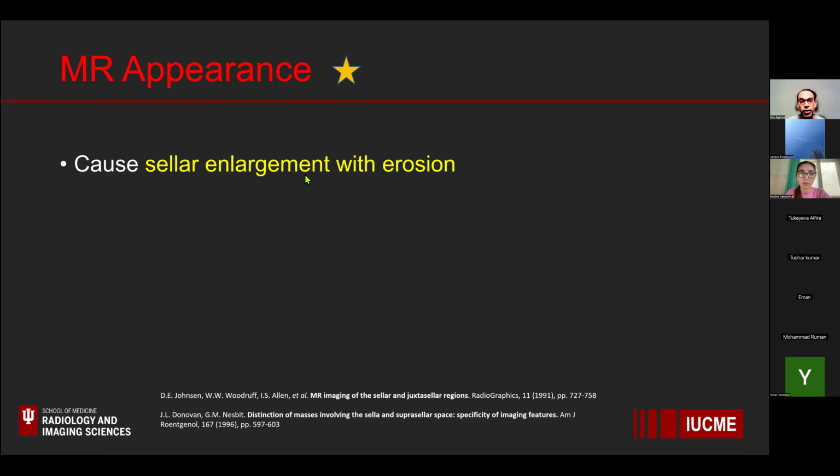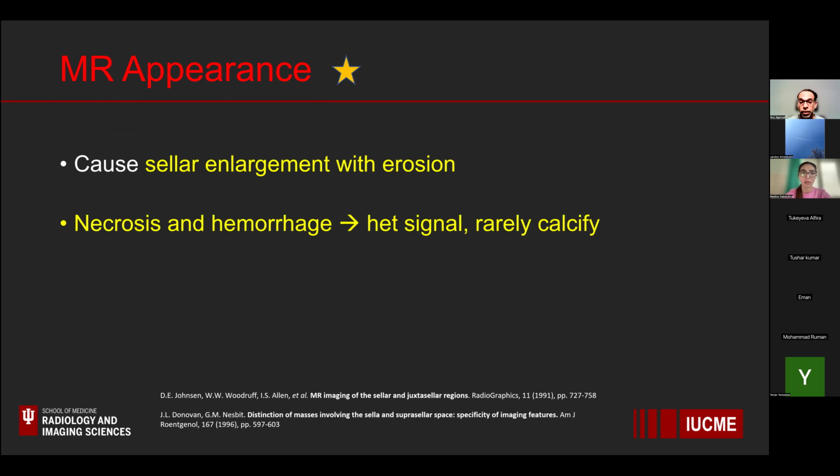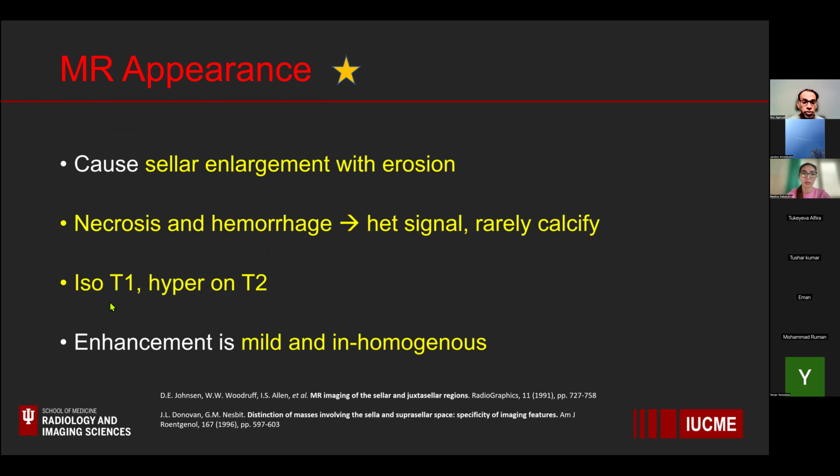So the important hallmark of these tumors is they cause sellar enlargement and erosion. So if you see that on imaging, that's your first clue. There's heterogeneous signal primarily because they can undergo necrosis and hemorrhage. They're usually iso-intense on T1, as you said, but the enhancement is more inhomogeneous.